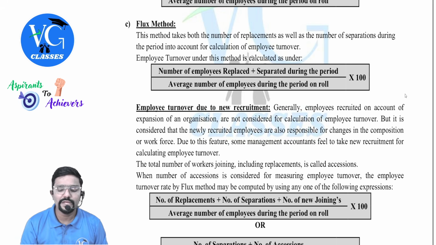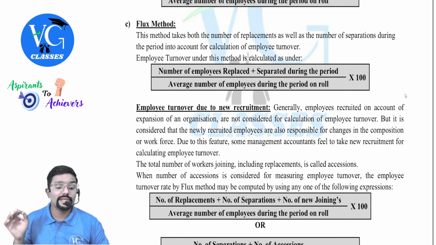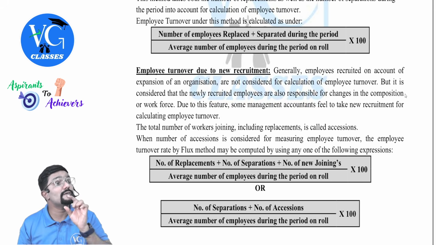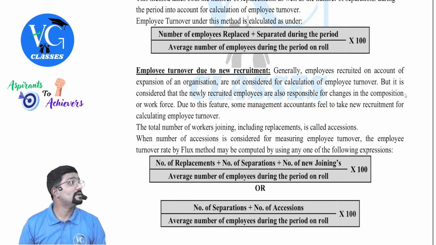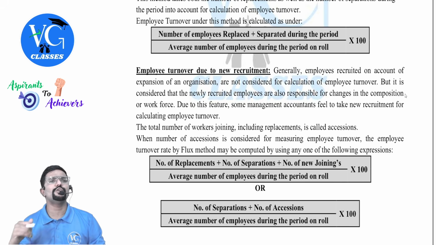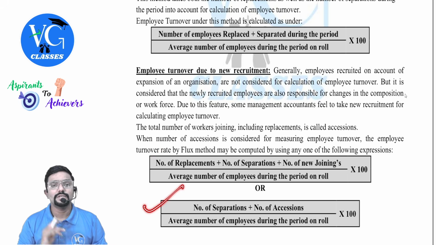Yes, sir. So here we took, as per this formula, replacement and separation only. If the question is silent, please follow the same. If they tell in the question to calculate the labor turnover using flux method, considering the number of accessions, or else they told considering the total number of new employees, then you have to use this formula.